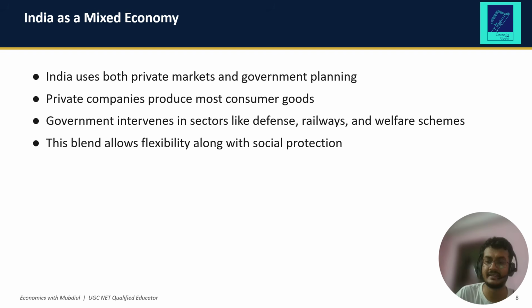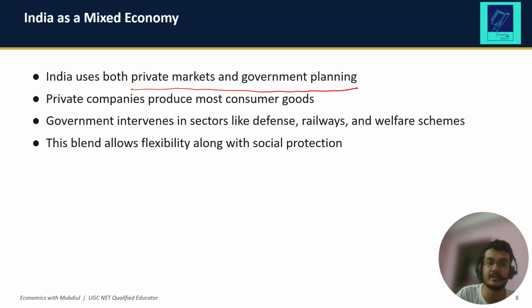Now let us connect everything to our own country. India follows a mixed economy. But what does that actually mean? It means both the private sector and government play important roles. Let us understand with this example. Think about your daily life. When you buy toothpaste, clothes, mobile phones, biscuits, or television, who usually produces them? Mostly private companies. These firms compete with each other. They try to offer better quality, better prices, and better services.